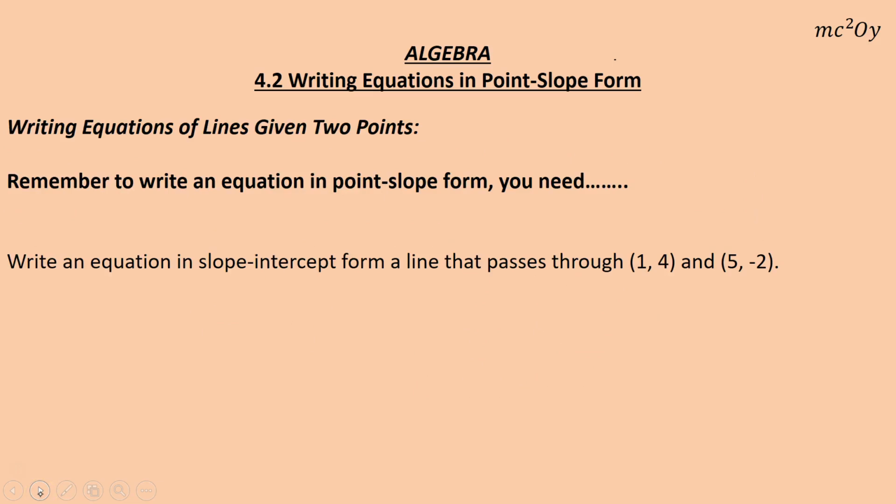Well, let's go ahead and write an equation of a line given 2 points. Remember, in order to write an equation in point-slope form, you need to know m, and you need to know a point. This one says write an equation in slope-intercept form of a line that passes through this point and this point. Note, they don't give you m here. They give you 2 points, and it really doesn't matter which point you use, but they don't give you m. So in order to find m, you have to use your slope formula, y2 minus y1 over x2 minus x1.